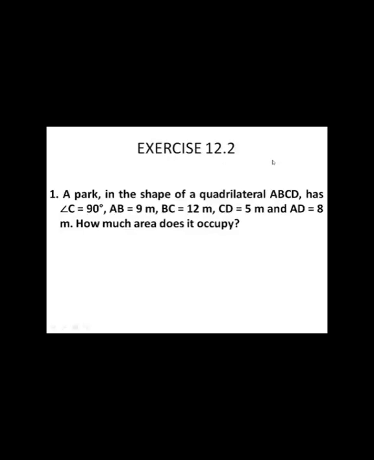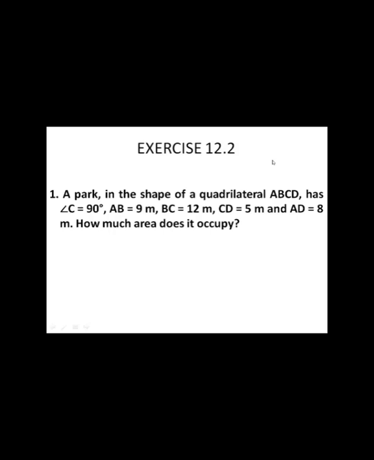Now, let us try to solve the first question of exercise 12.2. The question says, a park in the shape of a quadrilateral ABCD has angle C equal to 90 degrees, AB is equal to 9 meter, BC is equal to 12 meter, CD is equal to 5 meter, and AD is equal to 8 meter. How much area does it occupy?